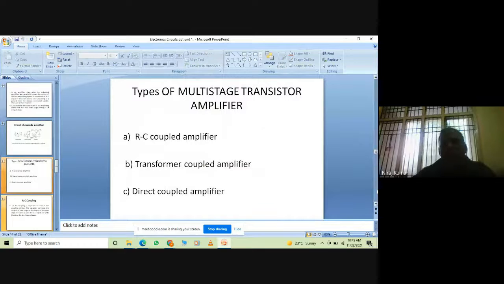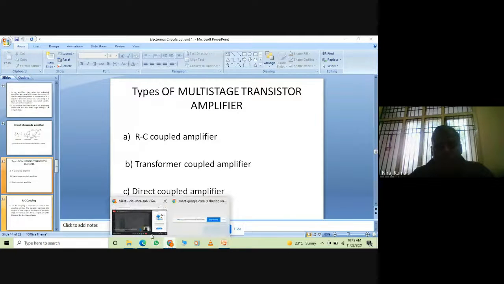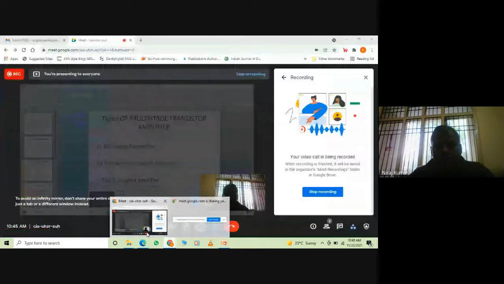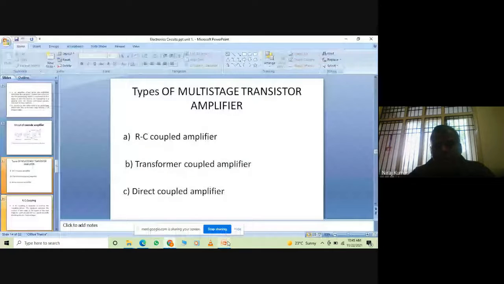Types of the multi-stage transistor amplifiers. What are the types of the multi-stage transistor amplifiers? RC coupled amplifier, then transformer coupled amplifier, and direct coupled amplifier. There are three stages with coupling circuitry between the two stages, stage 1 and stage 2, and stage 3. This is a coupled amplifier with two stages.